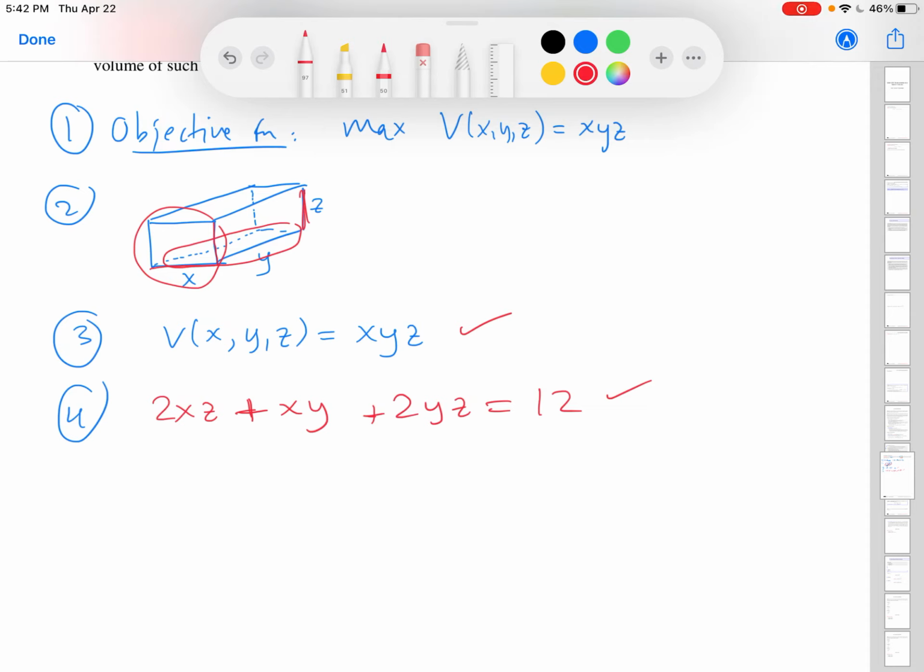So in this step, I usually also try to substitute in the domain or the constraint, if there is one, into the function to simplify it. So how am I going to do that here? I'm going to notice that these have a z in them.